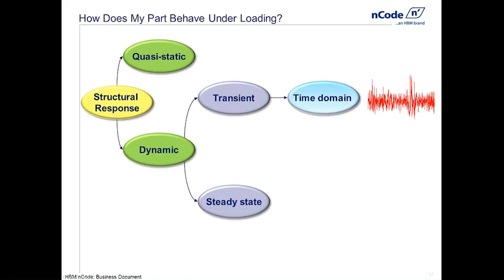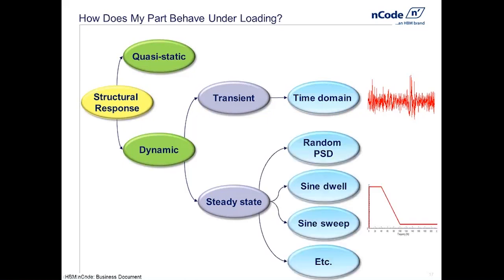If it's transient, then we really ought to be working in the time domain, solving with a direct transient, or we could use a modal transient as well. So remember, transient peaks, we want to keep track of them in the time domain. If we have steady state loading that's not peaky, that's stationary, then we can start to think about doing things in the frequency domain, and we can look at different types of loading, like we used some of these words before, the random PSD and the sine dwell and the sine sweep and so on. And I'll try to define what some of these mean in coming slides.